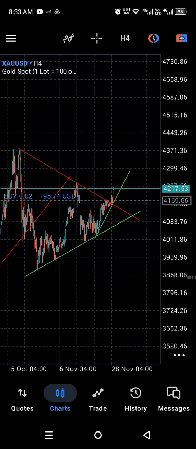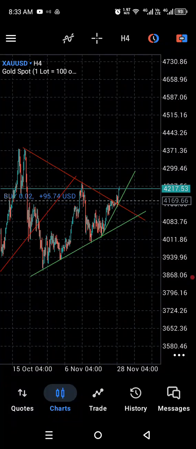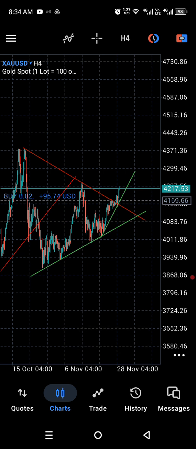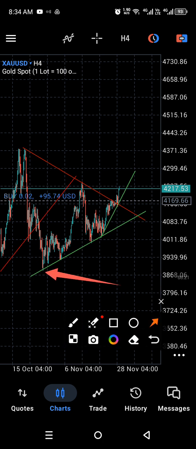So let's come to XAUSD and I'll show you the three touch point trendline strategy. You can see I've started on the 4 hour time frame. I first drew this highlighted green trend line, and you can see it is touching as many touch points as possible. I have the first touch point here, the second here, the third here, and the fourth touch point here.